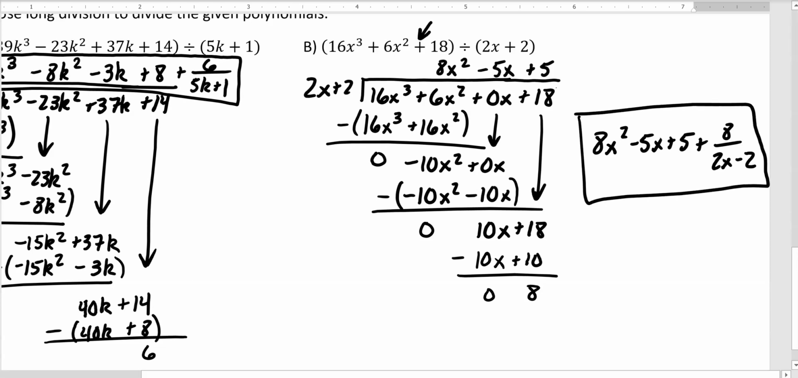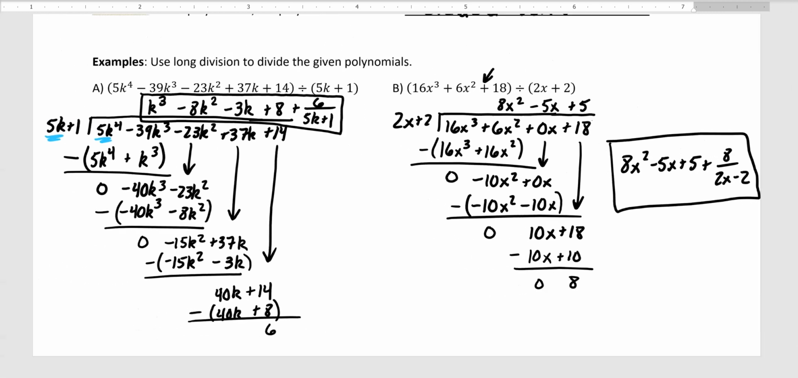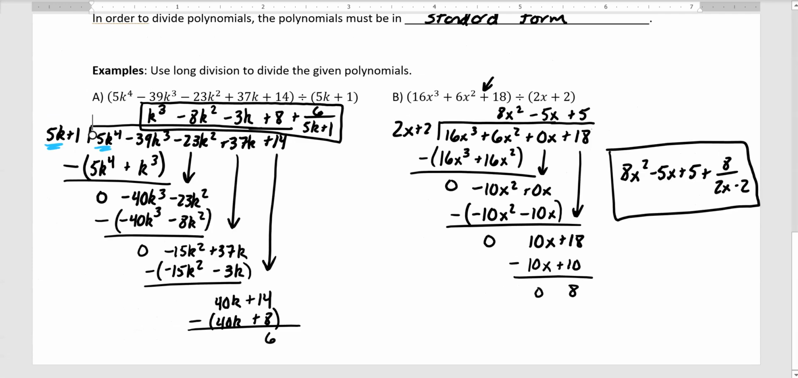And there we have it, folks. Long division with polynomials. Like I said, it's that same process of long division with numbers, just some variables thrown in. It's pretty fun. Go ahead and get started on those sample problems or practice problems, and then we'll check in with those here in a bit, all right?